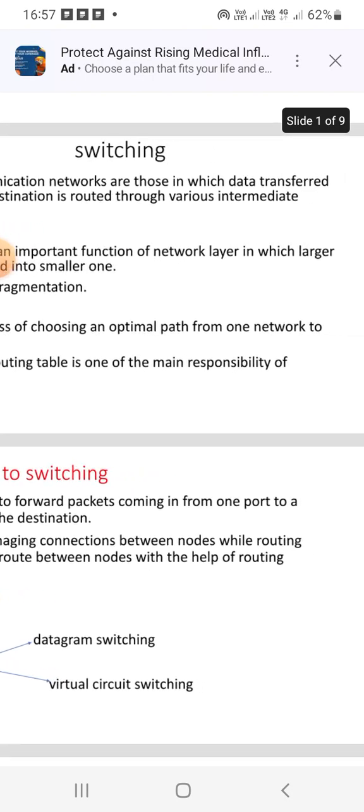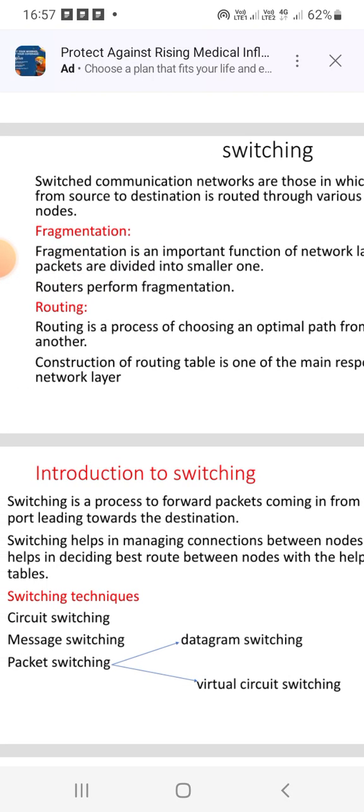Fragmentation is an important function of network layer in which larger packets are divided into smaller ones. Fragmentation is nothing but cutting into small pieces. Routers perform fragmentation.